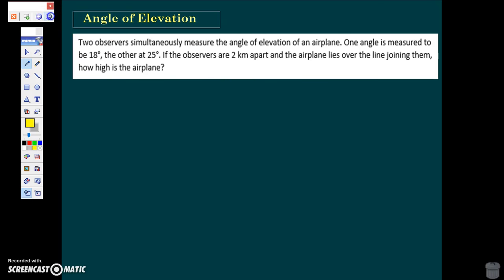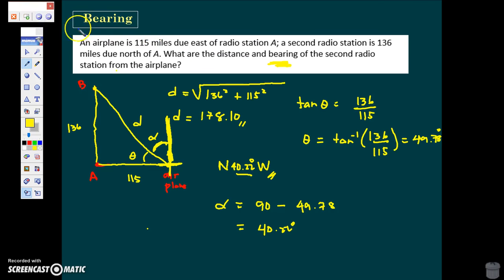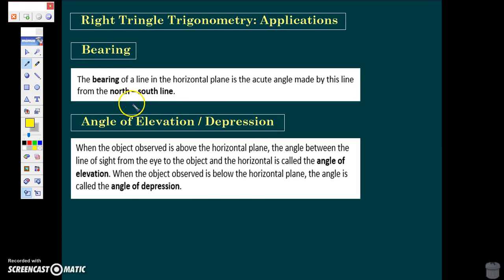I have another problem, but we only have 2 minutes left. So you can solve this problem as an exercise for an angle of elevation. So remember, applications, angle of elevation, depression, and bearing. Do not forget the important notes I put here, the bearing and elevation, depression.